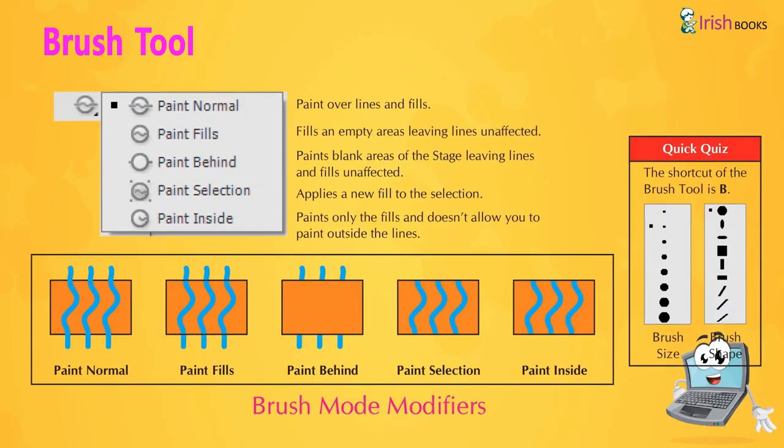Paint over lines and fills. Fills and empty areas leaving lines unaffected. Paints blank areas of the stage leaving lines and fills unaffected. Applies a new fill to the selection. Paints only the fills and doesn't allow you to paint outside the lines.